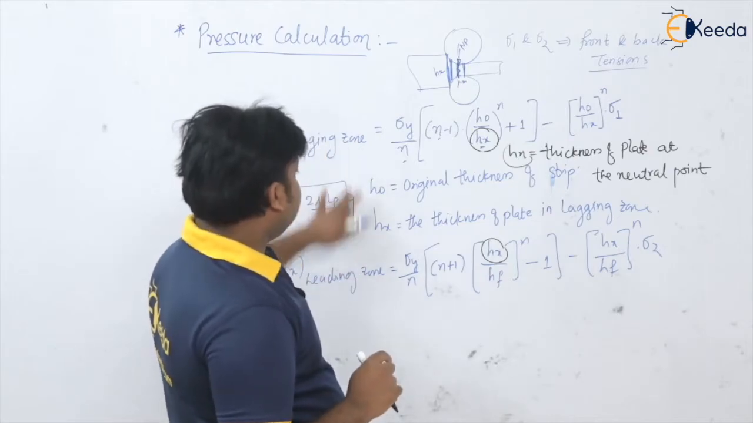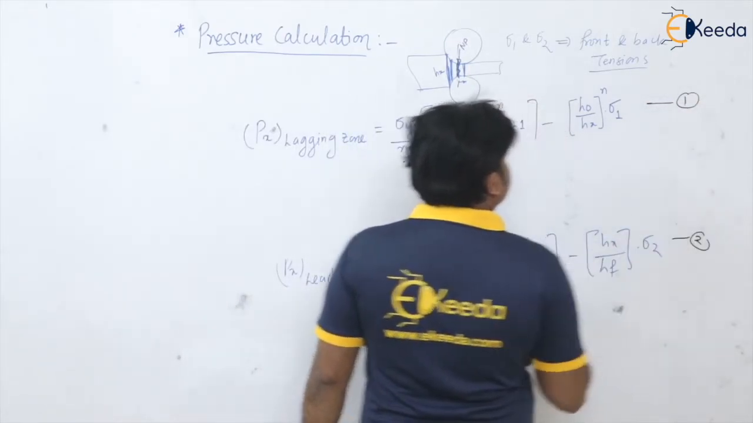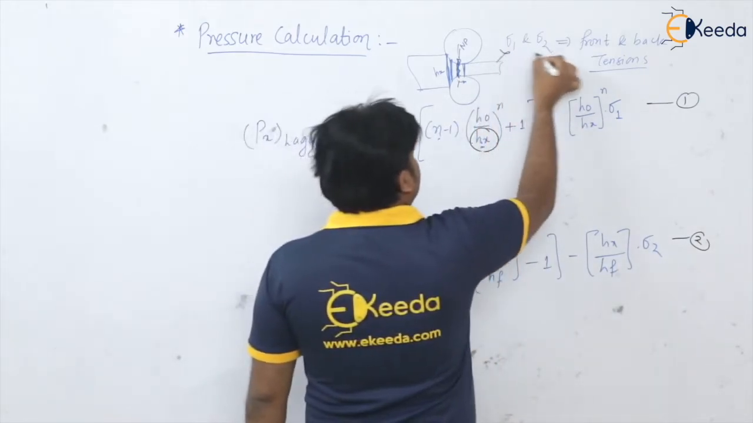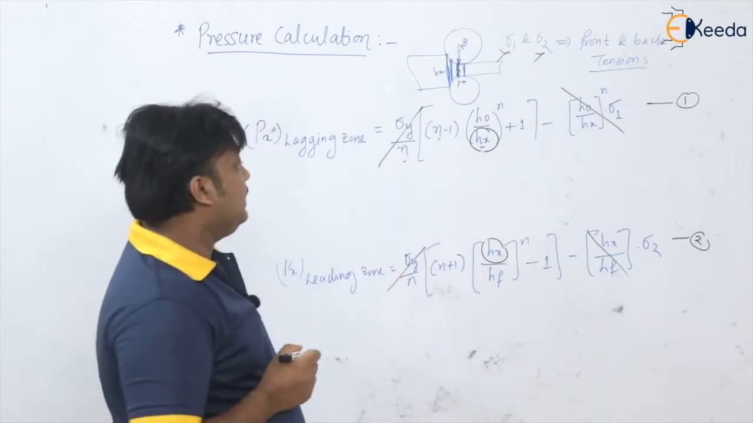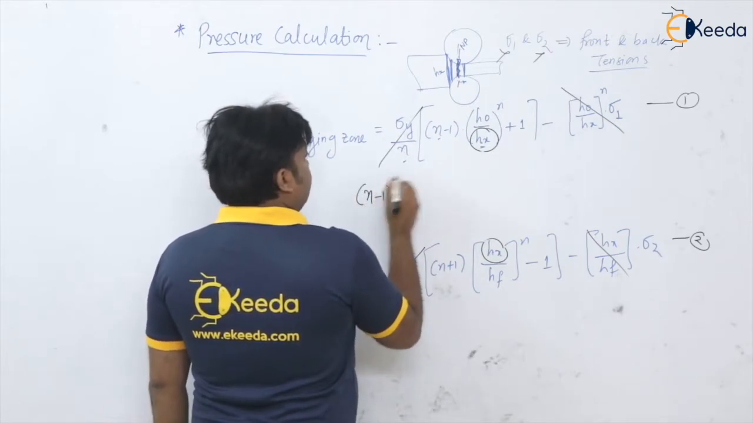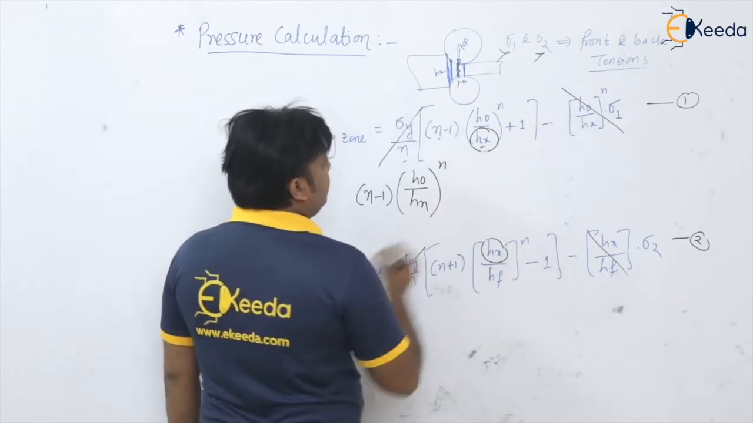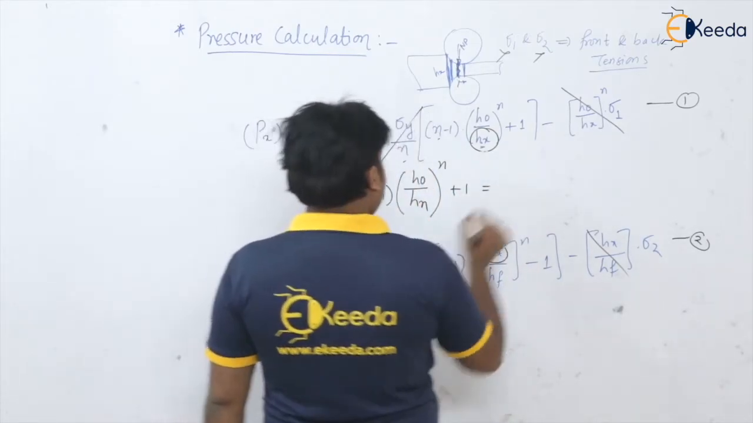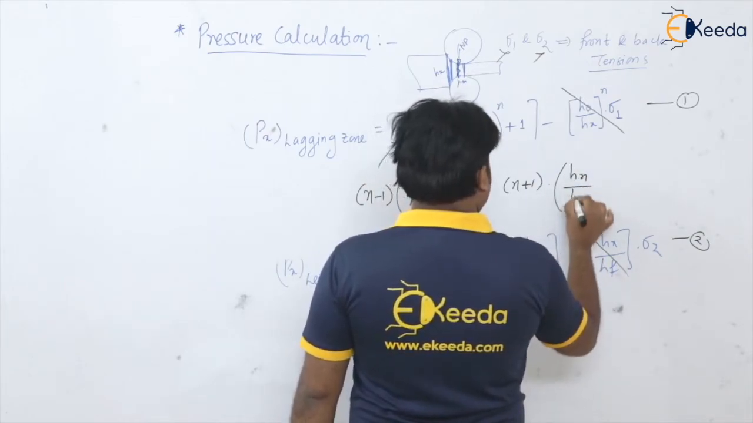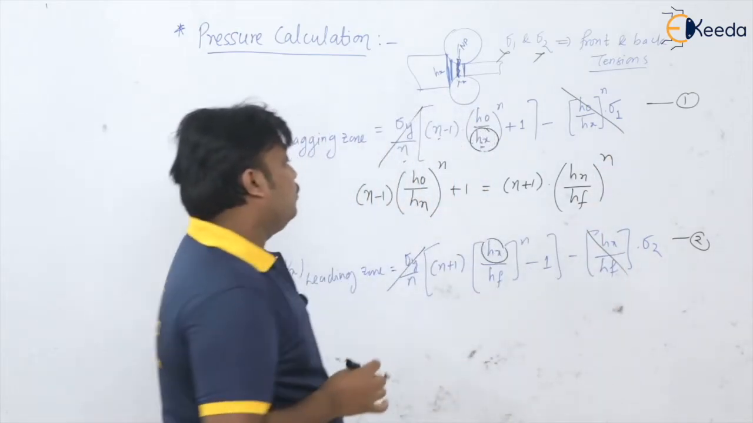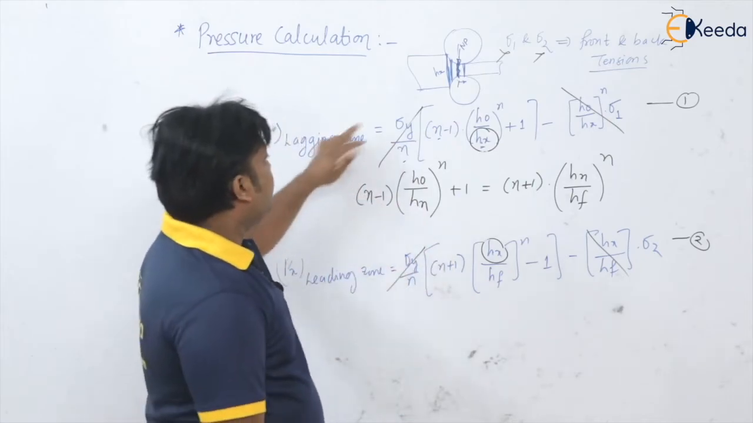Simply, we will equate these two equations, equation number one and equation number two. For simplicity, we are not applying the front and back tension, so these terms will get eliminated. Also, sigma y by n gets cancelled. So we'll get (n minus 1) into h original divided by hn, the thickness at the neutral point, to the power n plus 1, is equal to (n plus 1) into hn divided by hf to the power n. From this equation, by the trial and error method, we can find the thickness of the plate at the neutral point.